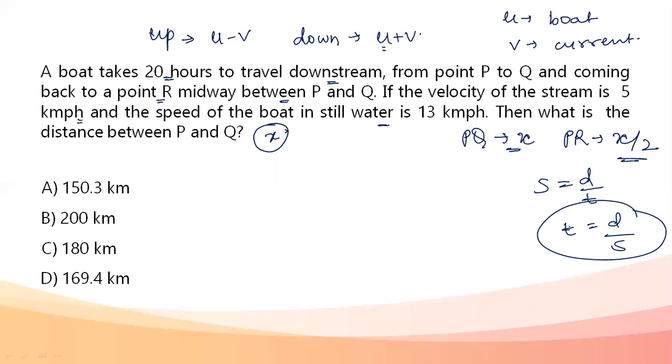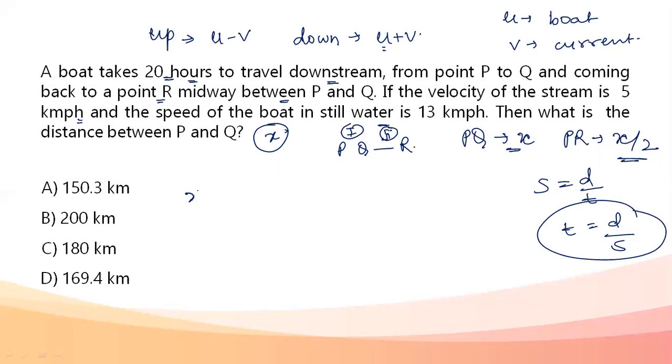So I'm going to use this formulation because here I can see it is 20 hours, then it is 5 kilometers per hour. Some speeds are given to me, but a major relation is given to me with respect to time only. So let's go for that. A boat takes 20 hours to travel downstream from P to Q and coming back to point R, which is midway between P and Q. So I have two times, going from P to Q, then coming back from Q to a point that is somewhere in between. So time interval 1 and time interval 2, the sum of that is given to me as 20 hours.